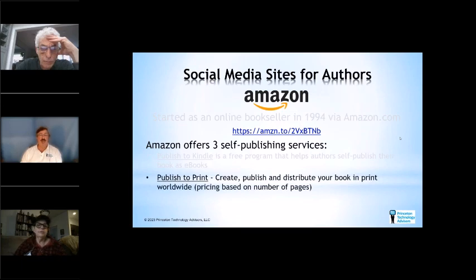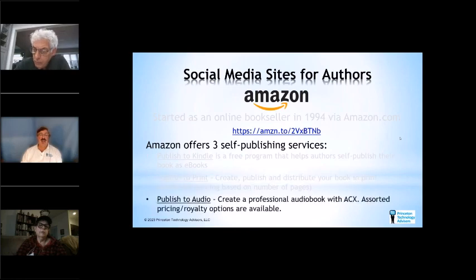They have what's called publish to print. So it's like a print on demand type of service. You can publish and distribute your book worldwide. Pricing is based on the number of pages. I don't know what the exact pricing is, but you can find that as well. And they also publish audio. So you can create an audio book, and it's with this ACX format. And there are different royalty and pricing options. You will have to check to see what makes the most sense for you. But these are ways of getting your writing, your publications out there through Amazon.